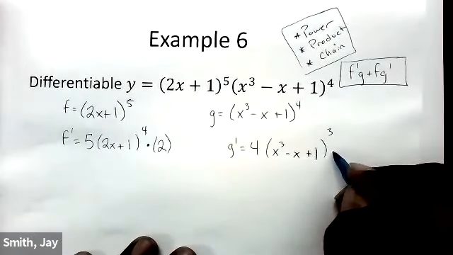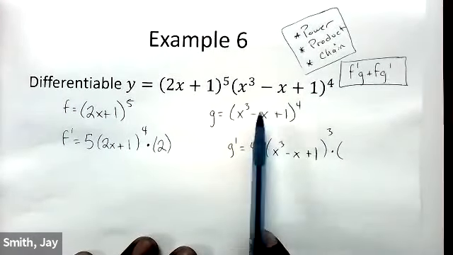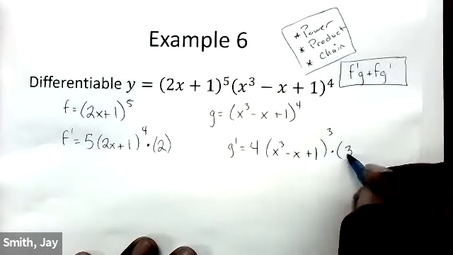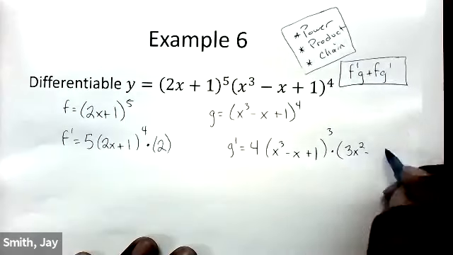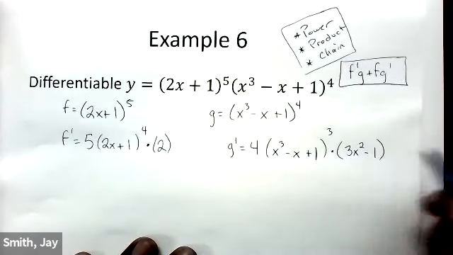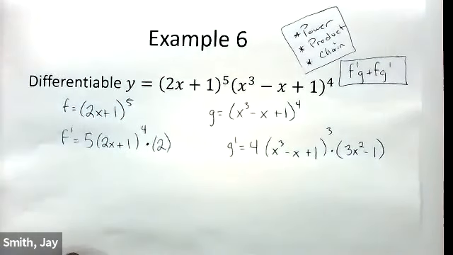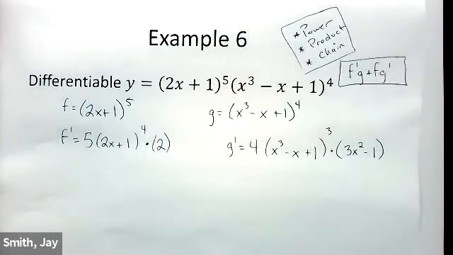We're going to multiply by the derivative of the inner function. My inner function, x cubed minus x plus 1, derivative of x cubed, 3x squared, minus the derivative of x, which is 1, plus the derivative of 1, which is 0. No need for us to write it. So we have f, g, f prime, and g prime. We can start plugging things into their appropriate place.